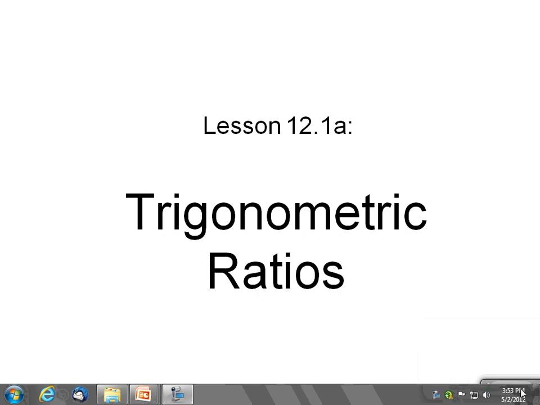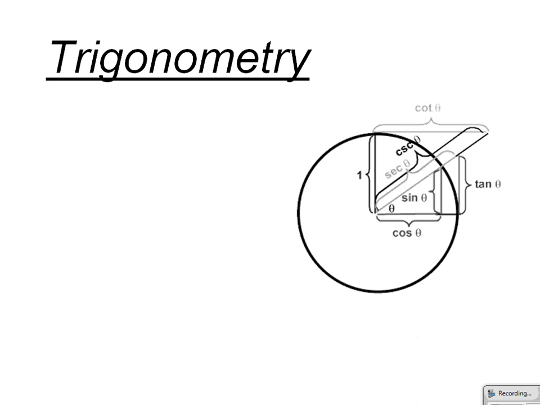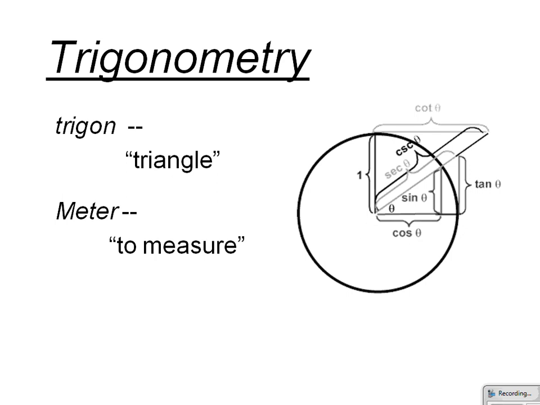Lesson 12.1a on trigonometric ratios. Now, what is trigonometry? Trigonometry is a Greek word which can be broken down into two parts. The first part is trigon. We're familiar with this term because we say it all the time, the word triangle. And the other part is meter, which means to measure.